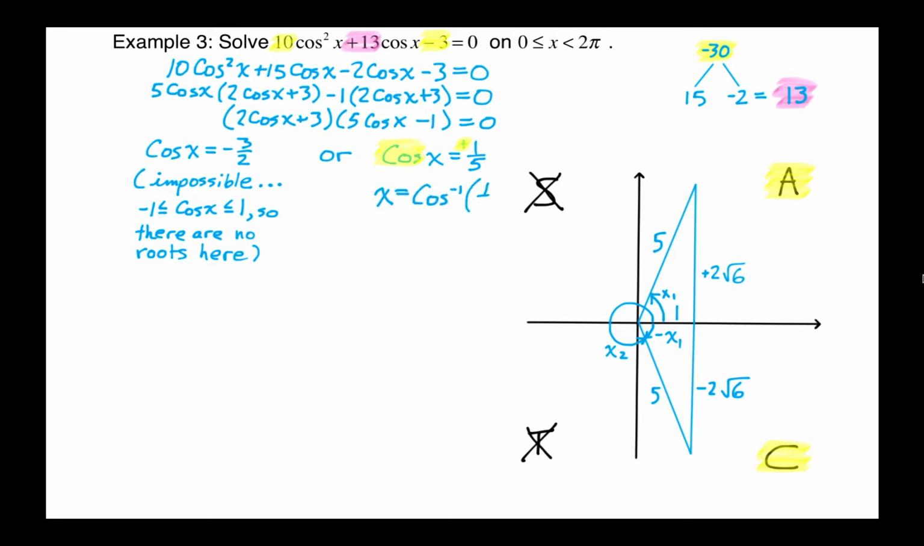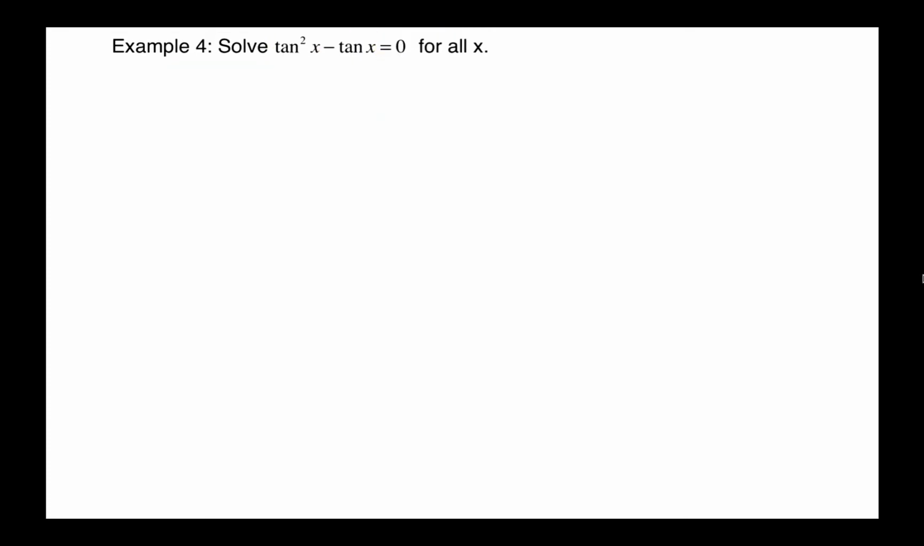So I'm going to start with doing inverse cosine of 1/5, and that gives me x1 is 1.37 radians. And the other one is going to be 2 pi minus the first, which is 4.91 radians. So that solves example number 3. Let's take a look at the next one.